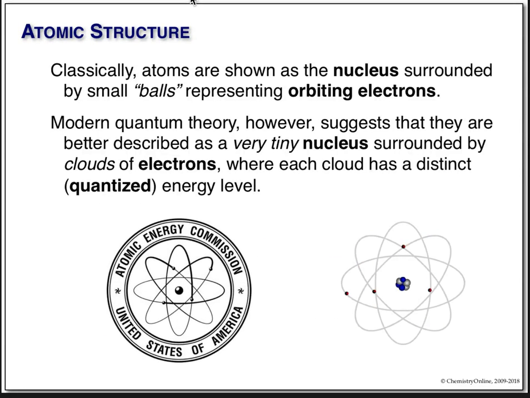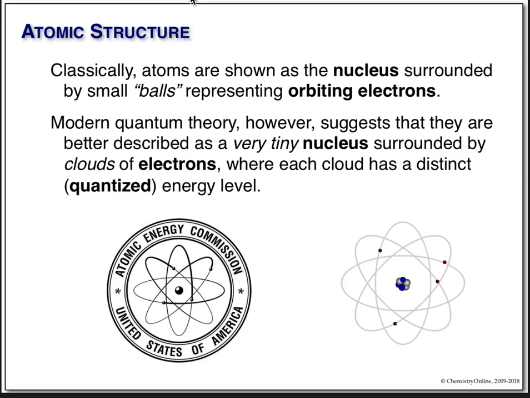This is the classic description of an atom, probably based on the logo from the Atomic Energy Commission that was formed in 1946. It has since been disbanded, but as part of their logo, they had this cute little atom in the middle, nucleus, and electrons in nice little orbits around it. The problem is that this is totally wrong.